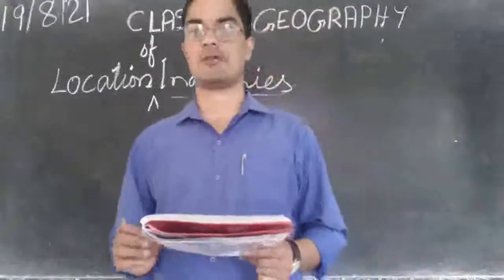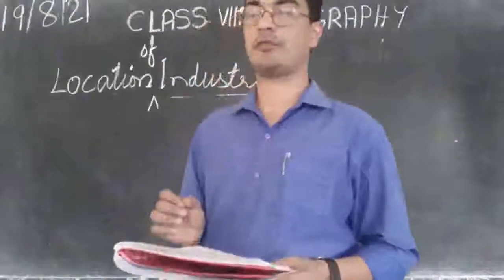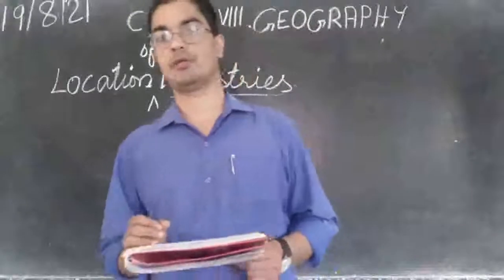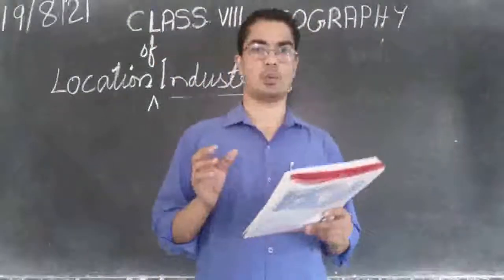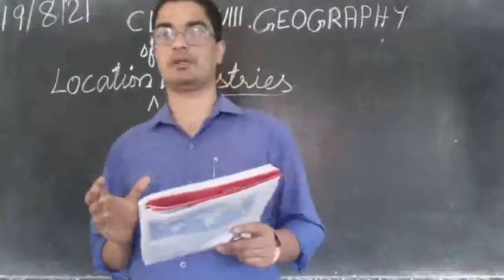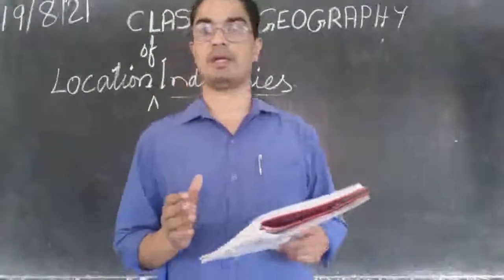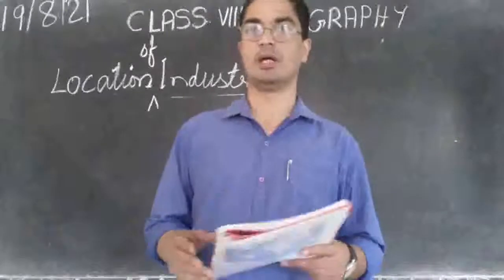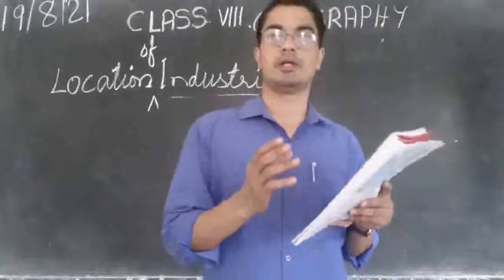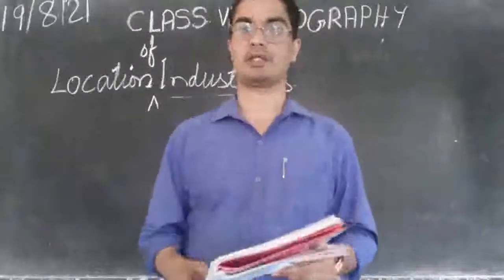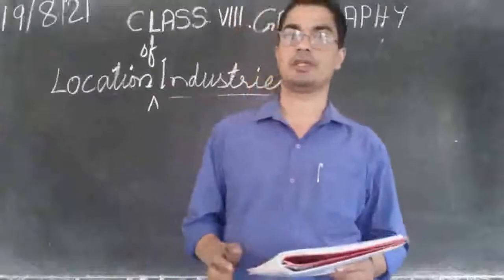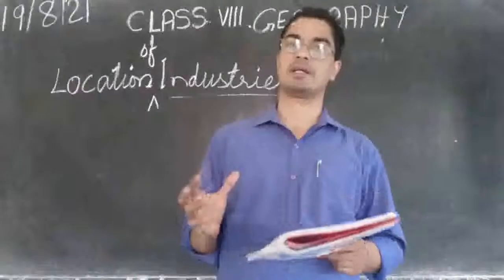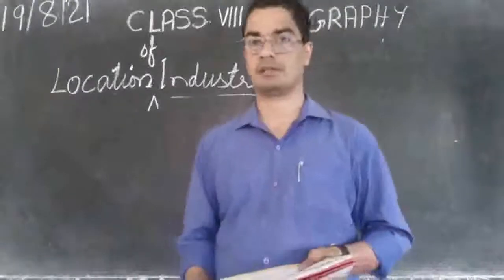So the factors affecting the location of industries are availability of raw material. We already said what type of product are they going to make. Industry depends on what kind of raw material are they getting. If it is an agro-based industry, they will be using the raw material coming from the agricultural field. If it is a mineral-based industry, then they will be using the minerals that are mined out from under the earth.